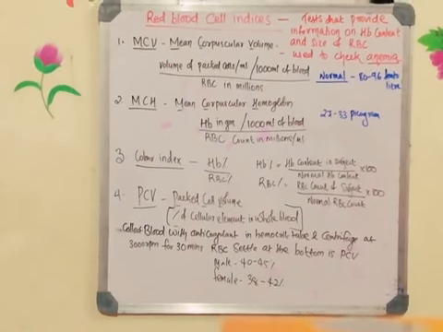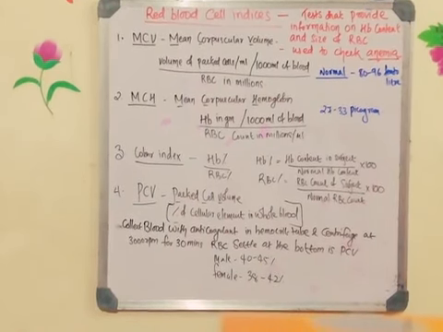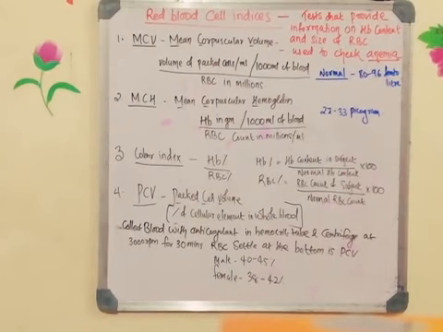Next one is the color index, that is the ratio between the percentage of hemoglobin and the percentage of RBC in the blood. Average hemoglobin content in one cell of a patient is compared to the normal person. Color index normal range is 0.8 to 1.2. If it is less, that means they have iron deficiency anemia, meaning hemoglobin will be very less in them.